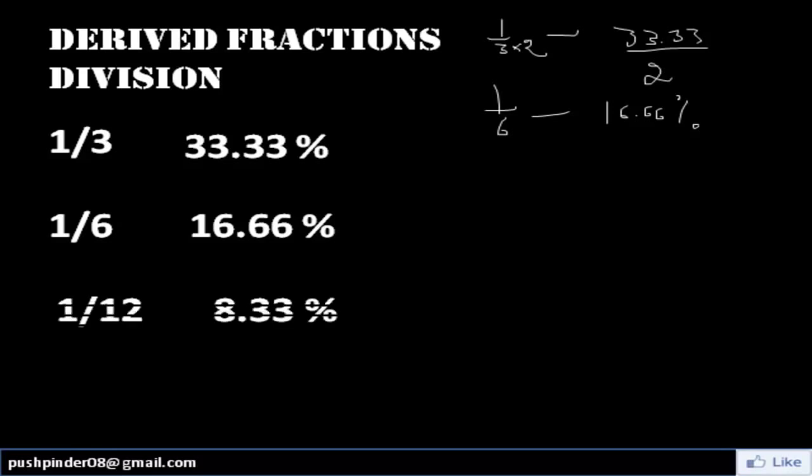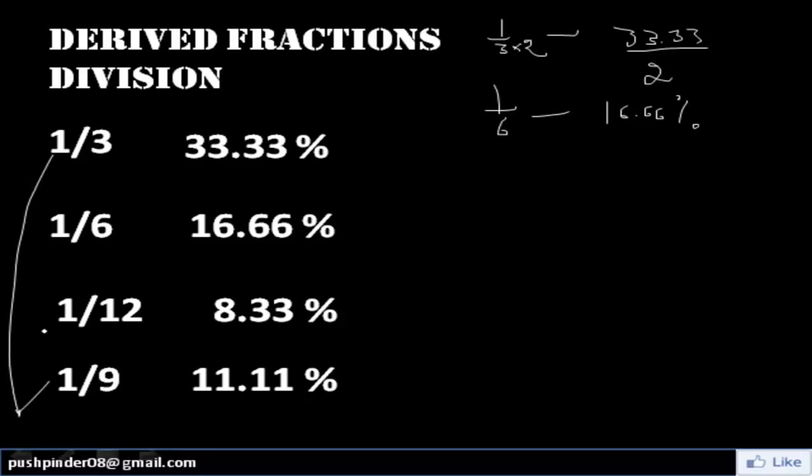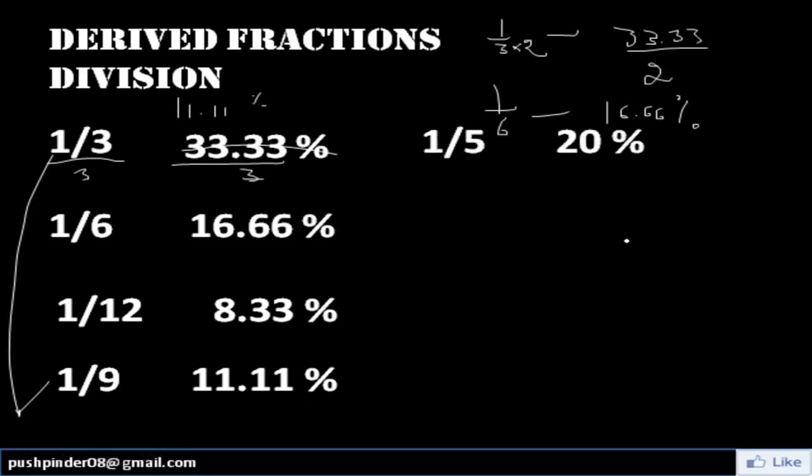Similarly, 1 by 12 is 8.33%, right? Similarly, 1 by 9, it's 11.11%. Now, how 1 by 9 came is, if you look at here, I divide this whole fraction by 3, this will also get divided by 3. So this is going to cut it at 11.11%. So 1 by 9 is 11.11%. So 1 by 5 is 20%. Similarly, 1 by 10 is 10%. 1 by 25 is 4%.